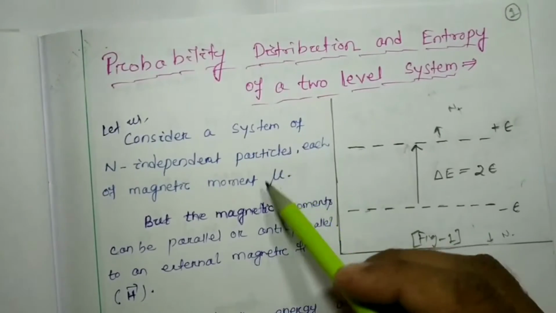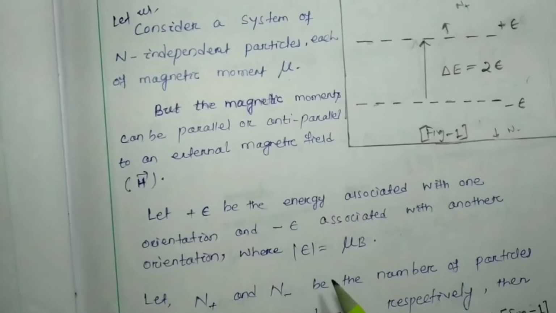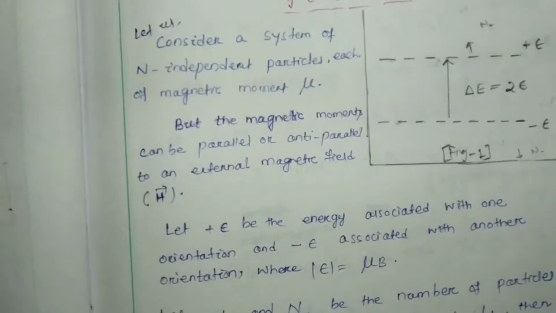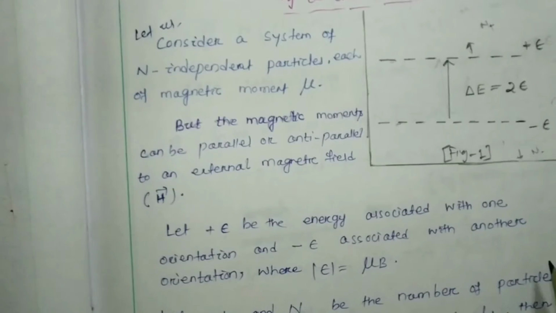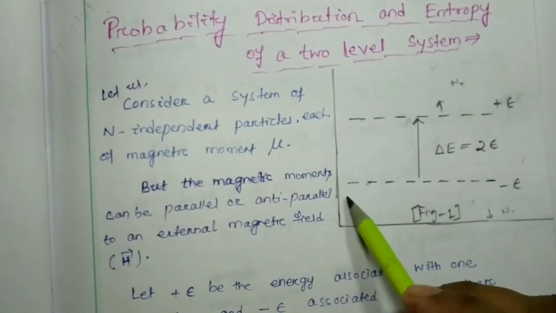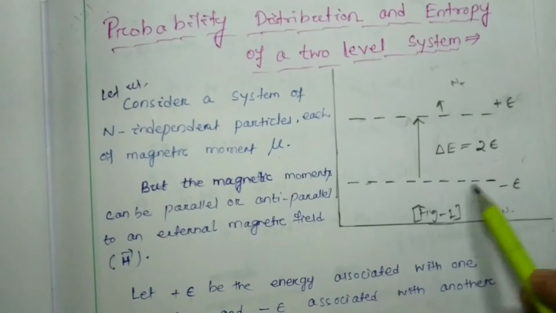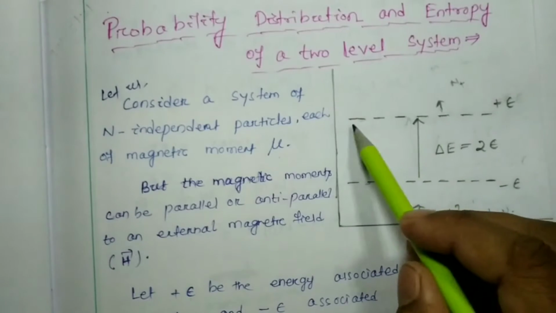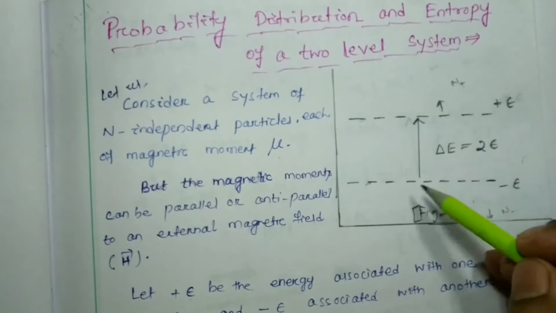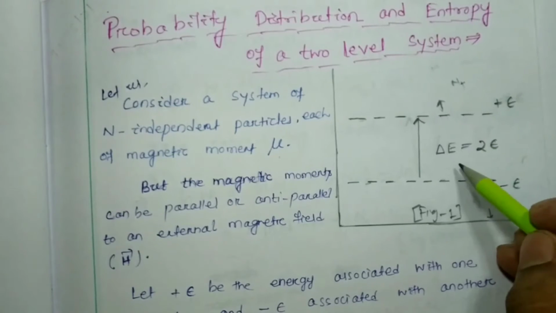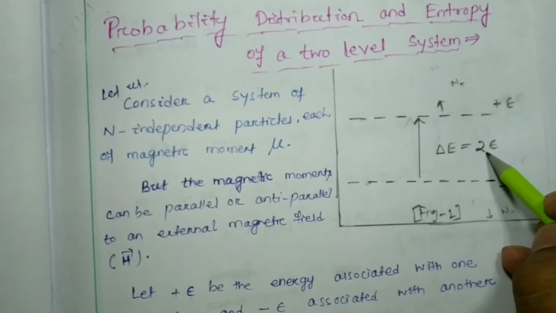We know that whenever the magnetic moment mu interacts with the applied magnetic field, the magnitude will be mu into B. Here the figure represents this energy level belonging to minus epsilon, and this upper energy level belonging to plus epsilon. The difference between the energies is 2 epsilon.